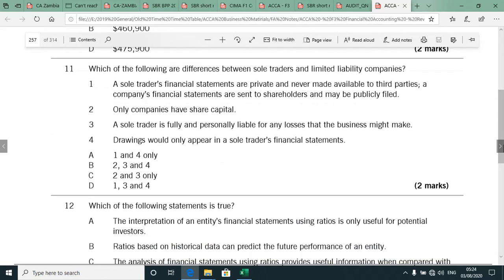Question 11 says, which of the following are differences between sole traders and limited companies?